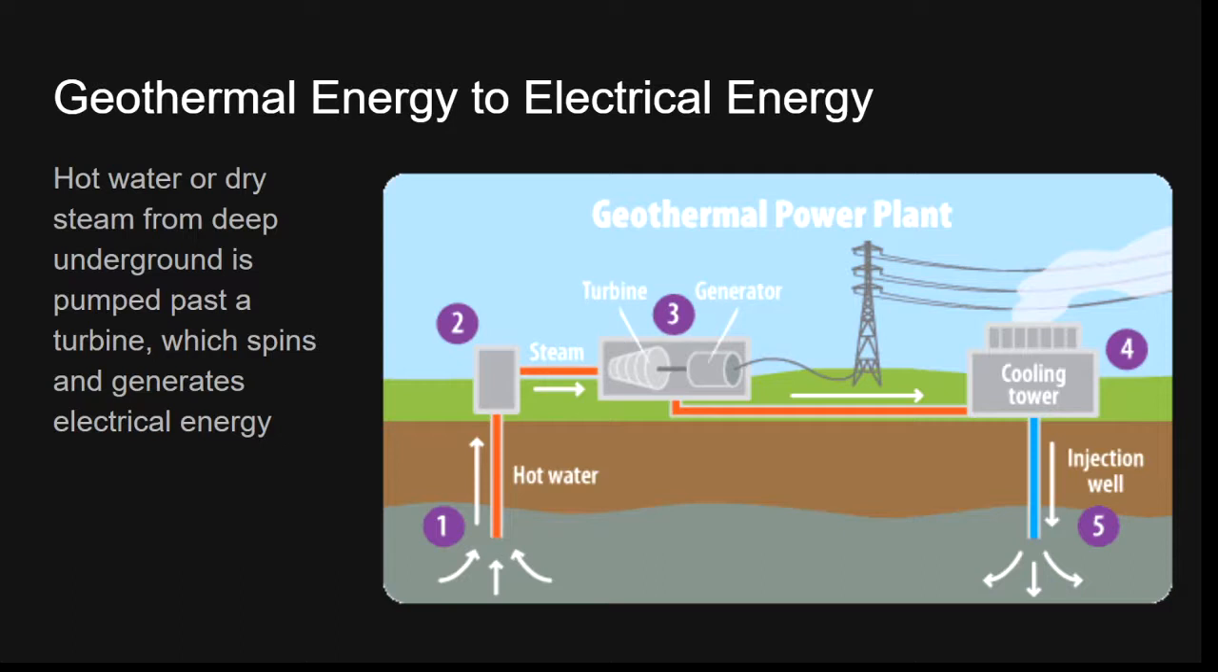So how does geothermal energy generate electrical energy? The same way we've been talking about over and over again. This hot water is steam. The steam turns a turbine connected to a generator and then goes into the electrical grid. That steam can be cooled back down and injected back into the earth as a complete cycle. So hot water or dry steam from deep underground is pumped past a turbine, spins the turbine for mechanical energy, and that generates electrical energy.